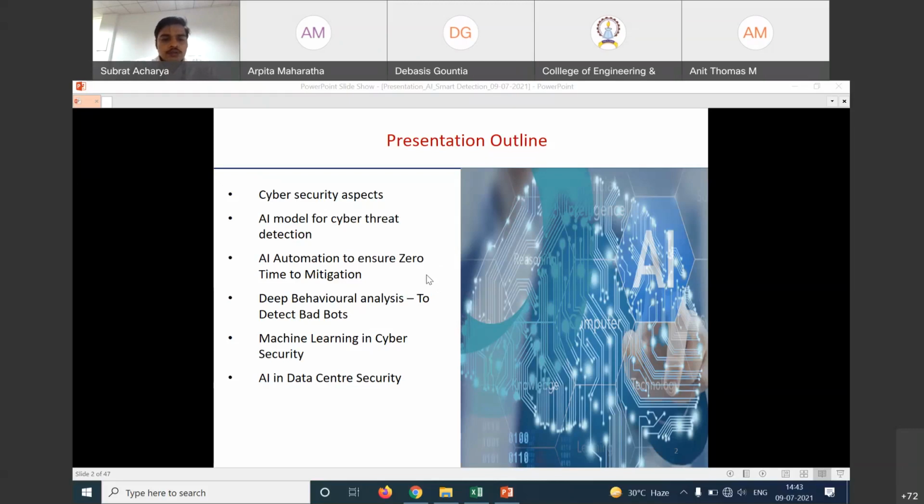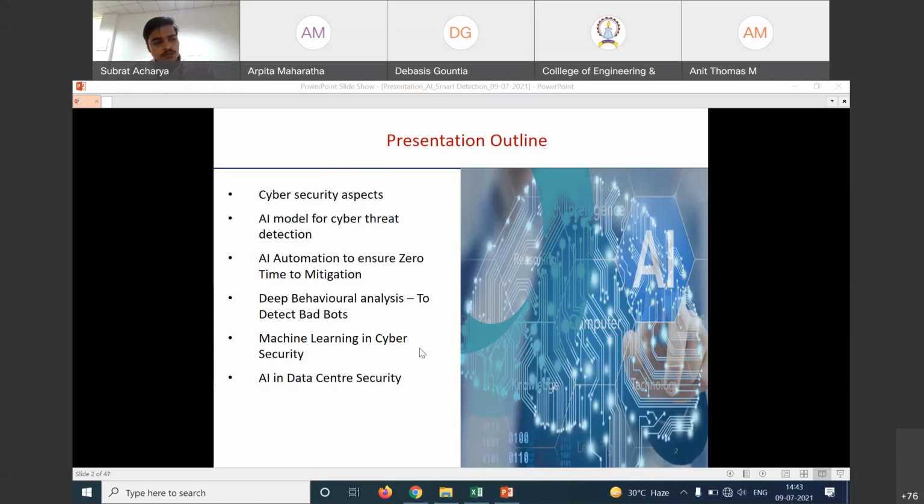And then we'll also discuss deep behavioral analysis, like how the bots and the security behavior depend on the behavior of the user or how the operation happens. And then machine learning and cyber security. This is also how to establish this model so that we can build a proper AI model. Towards that also we'll discuss. And finally, I'll highlight AI and data center security, that is, the practical approach.